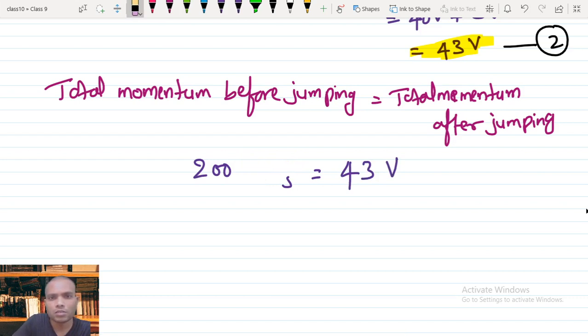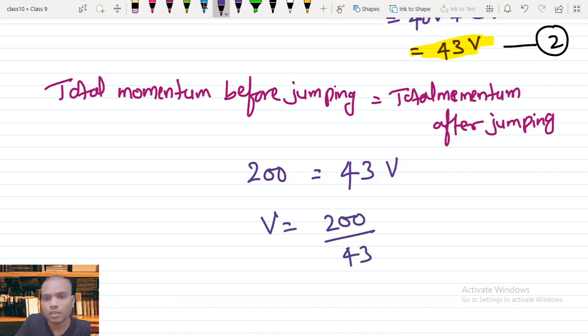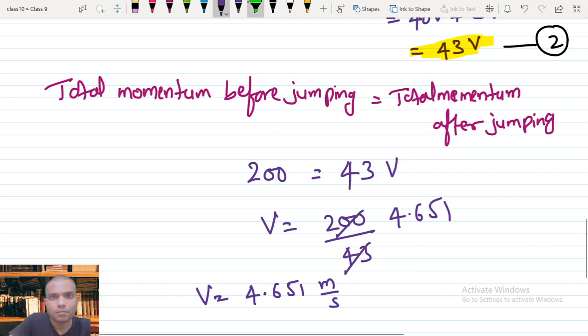Let me take out the units so that things are easy for us. So it is 200 equals 43 v. Now if you calculate for v, velocity v equals 200 upon 43. If you divide 200 by 43, we get 4.651. So this is the velocity of the girl along with the cart. So v equals 4.651 meter per second.